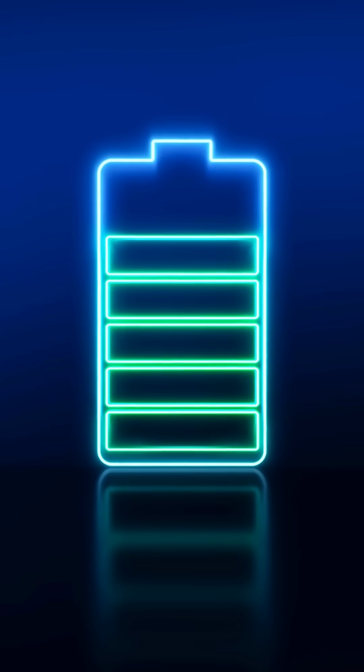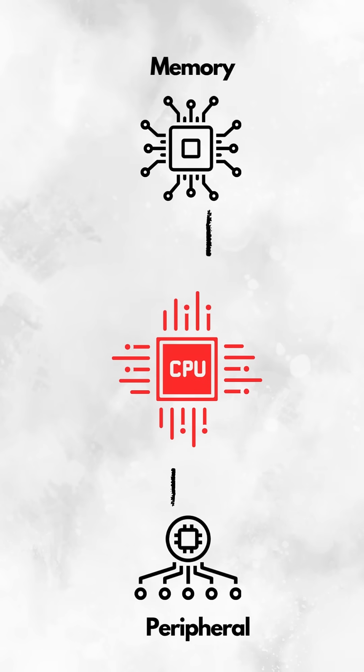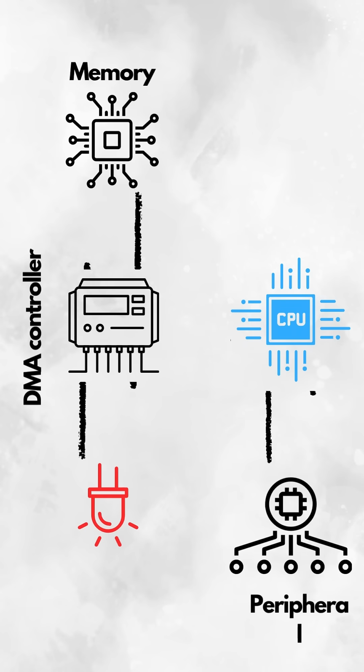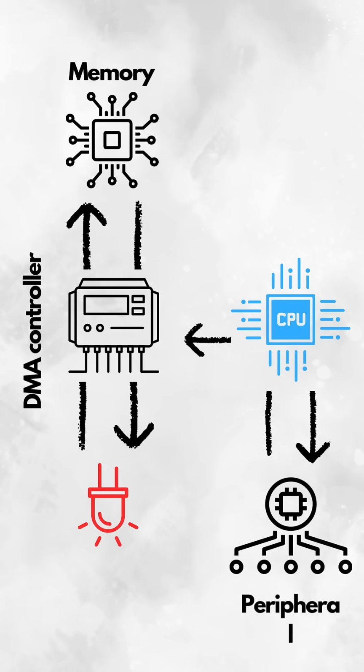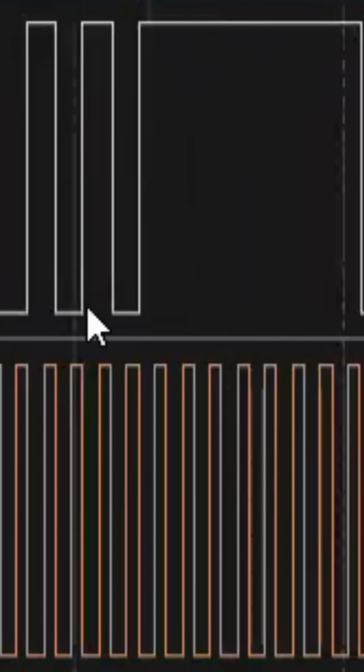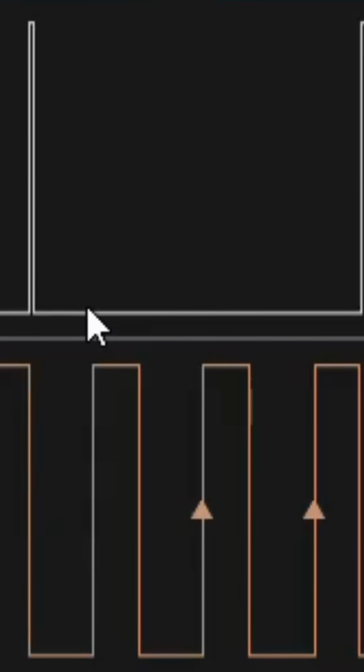This method is especially useful when you need consistent timing, low power consumption, or are handling other CPU-intensive tasks. Compared to traditional GPIO toggling where the CPU must actively manage the timing, DMA-based toggling is faster, more efficient, and much more scalable. Whether you're blinking an LED or generating pulse signals, using DMA gives your STM32 project a serious performance boost while keeping your CPU free for more important work.